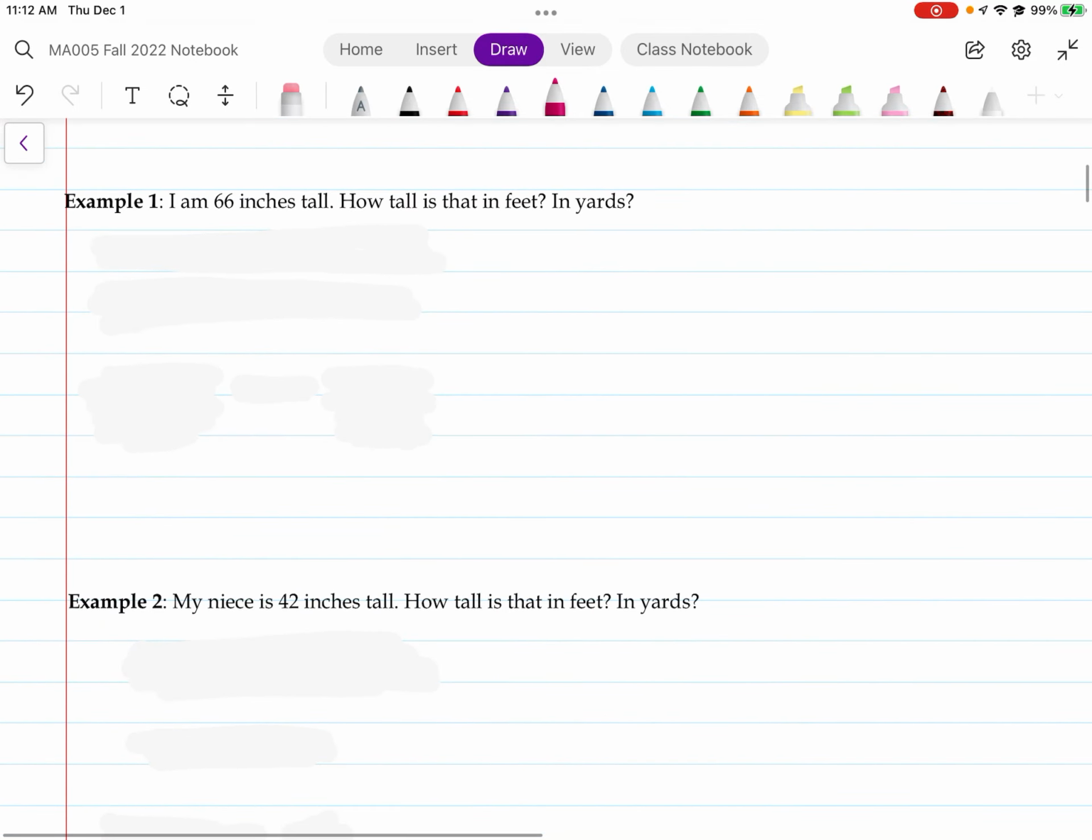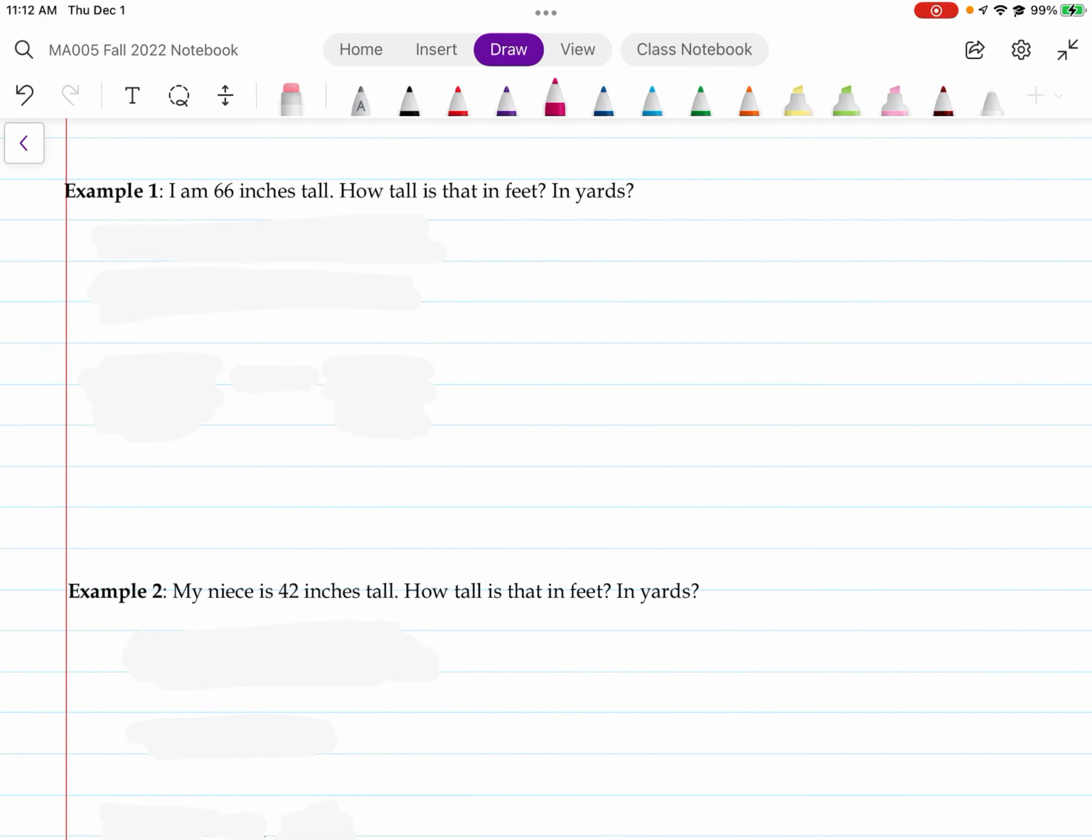Okay, so I am 66 inches tall. How tall is that in feet and in yards? Okay, so we are going to start with the first step. The first step was decide what you're converting from and to. So we're converting from 66 inches to some number of feet. So the second step is to figure out what our conversion factor is. So our conversion factor is going to be 12 inches equals 1 foot.